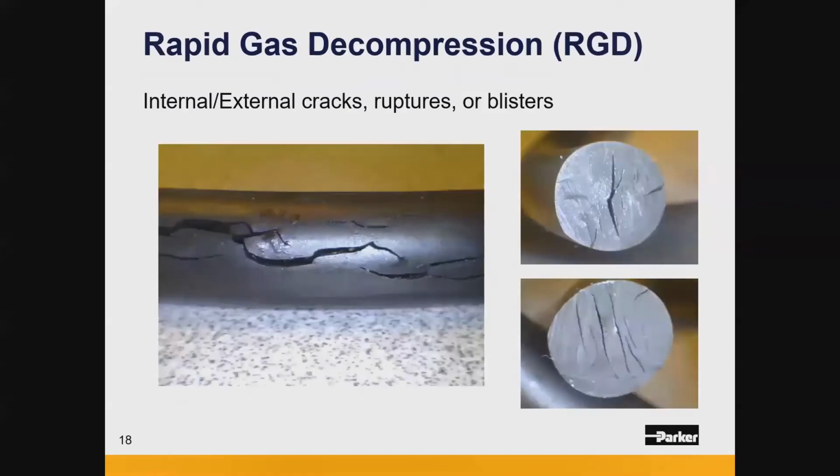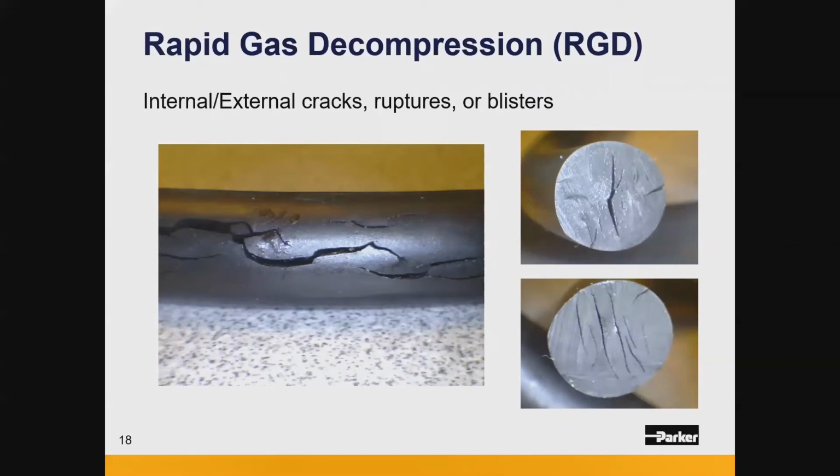RGD, or rapid gas decompression, is a failure mode that's characterized by cracking, splitting of a seal, as well as blistering that typically is more visible as soon as the seal is removed from the application conditions. Now, RGD is basically a failure mode that occurs when a system is highly pressurized, and when it's highly pressurized, it allows a gas that's being sealed to permeate into the seal material.